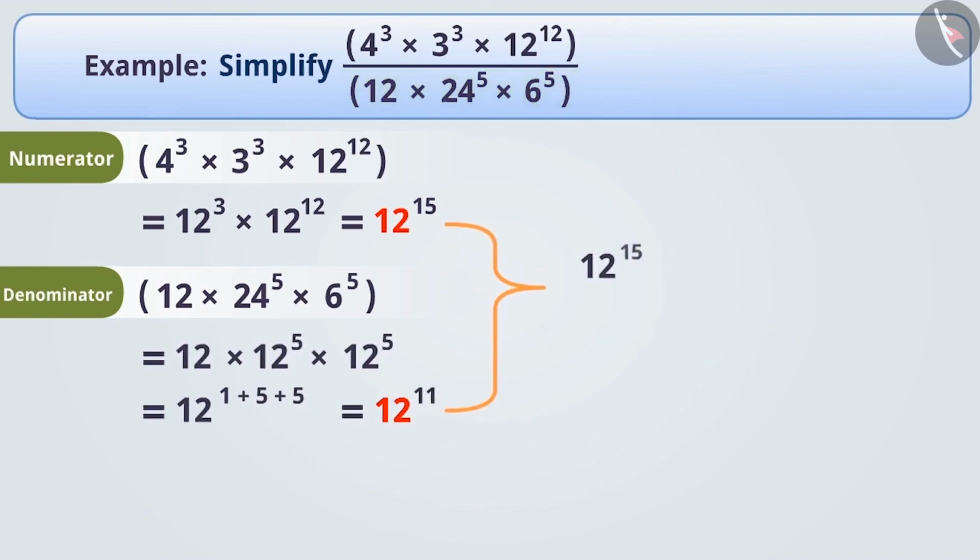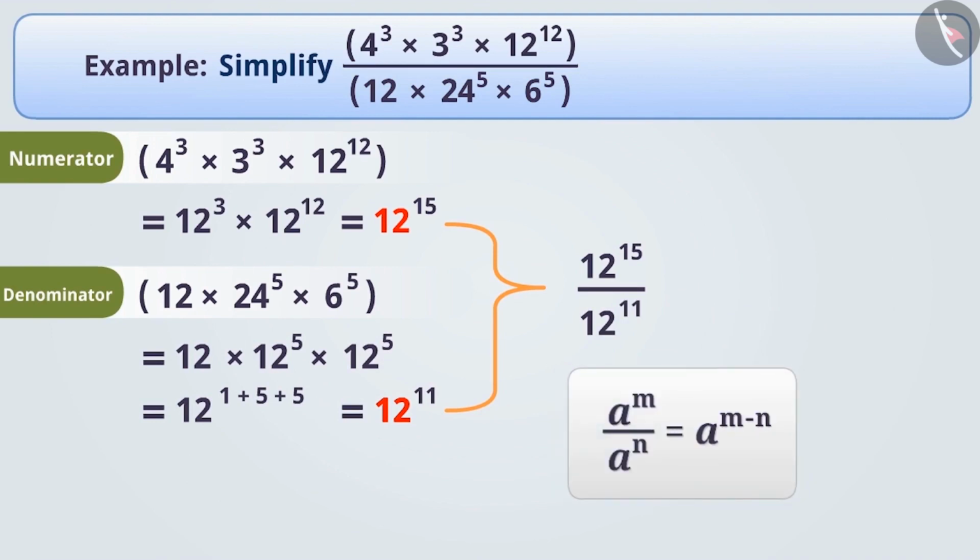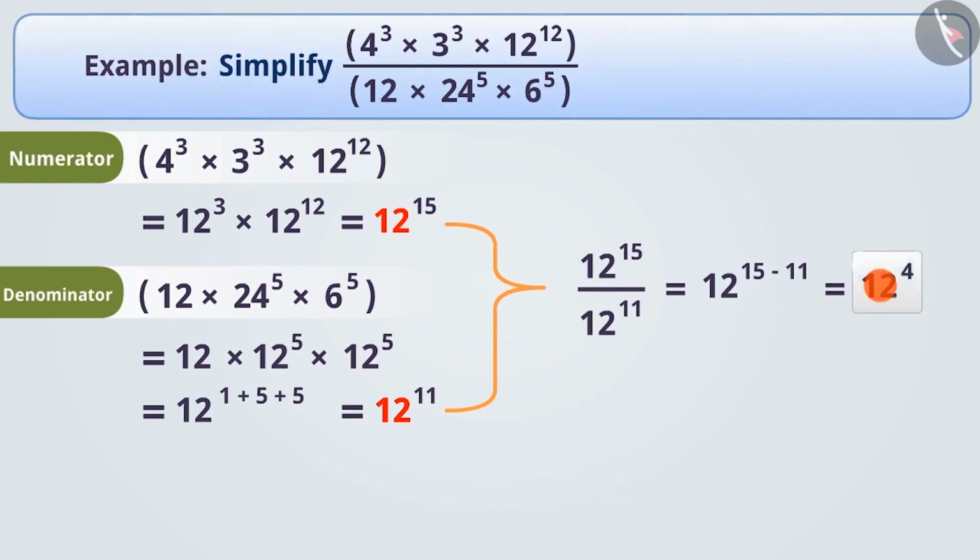Now, we will solve 12 to the power of 15 divided by 12 to the power of 11. For this, we will use the law a to the power of m divided by a to the power of n is equal to a to the power of m minus n. Using this law, we can write 12 to the power of 15 divided by 12 to the power of 11 as 12 to the power of 15 minus 11, which is equal to 12 to the power of 4. So, the simplified form of the given example is 12 to the power of 4.